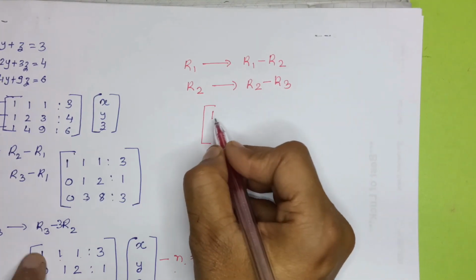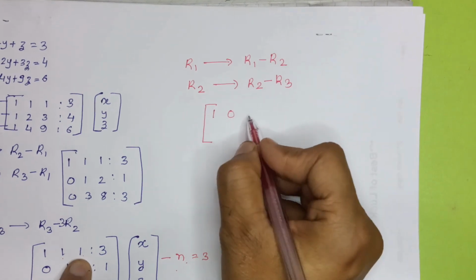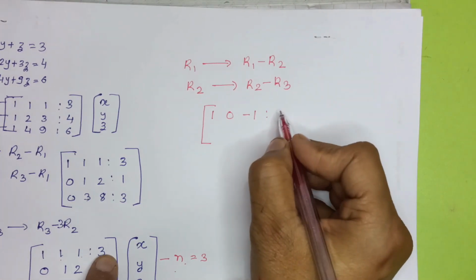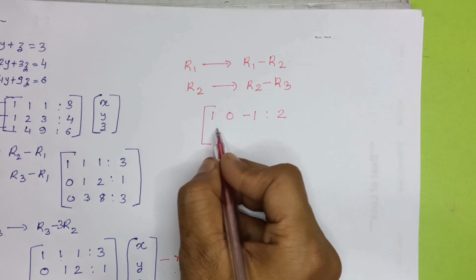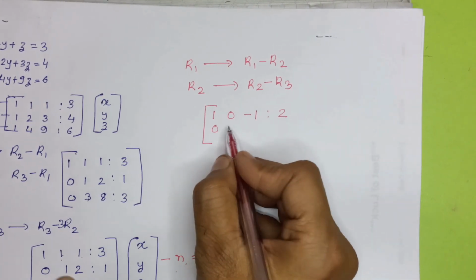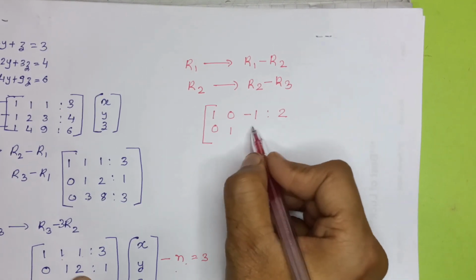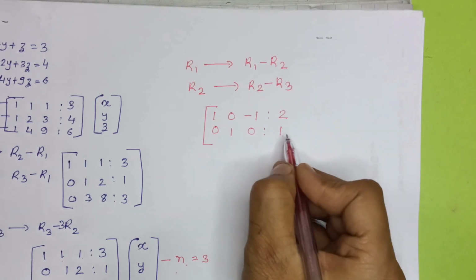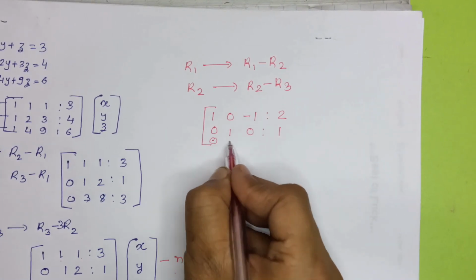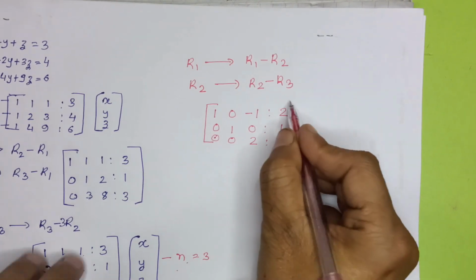1 minus 0 is 1, and then 1 minus 1 here is 0, and here is minus 1, and then here we get 2, and that completes our row. And then here we get 0 because now here R2 minus R3, so here we get 1, and then here we get 0, and then here we get 1 because it's 0 here. Then obviously here 0, 0, then 2, then 0. So that's what we got.